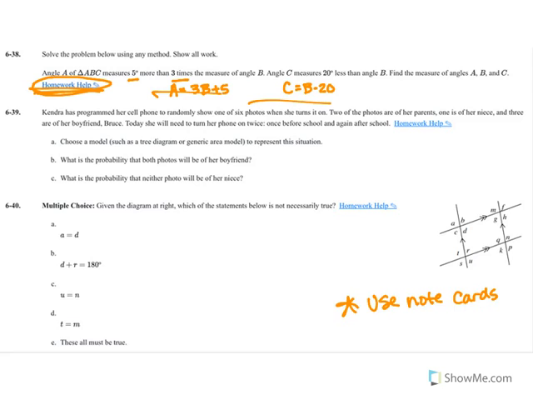So go ahead and work on this homework if you guys still have some time left in class to do this. And then if you still have time after that, please work on any missing assignments that you have if you have any.